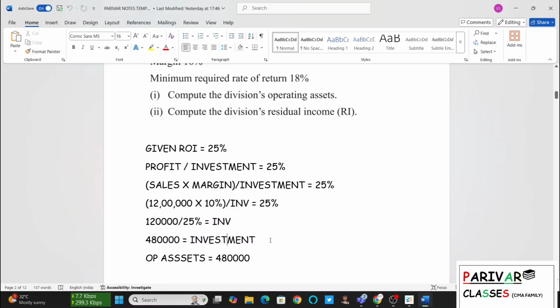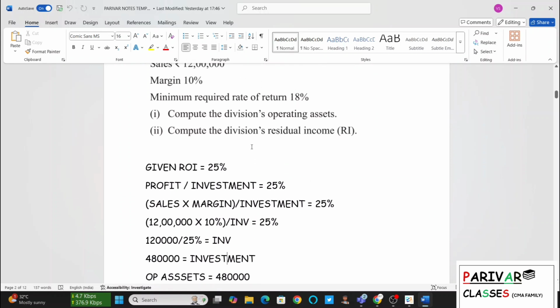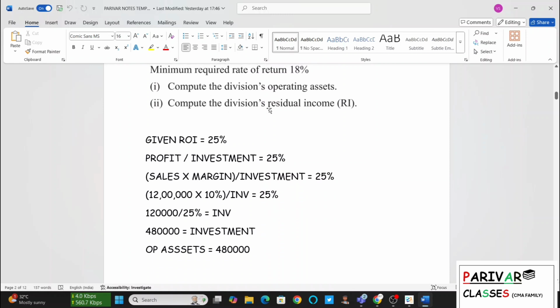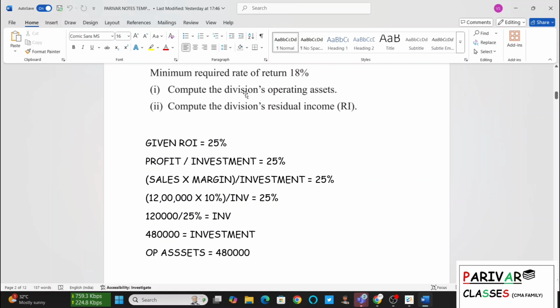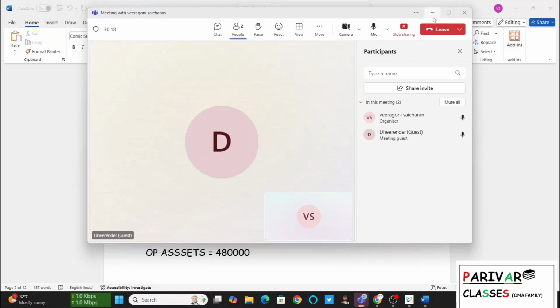Here investment is nothing but operating assets, 4 lakh 80,000. Right. What is he asking? First part, calculate the division's operating assets. We calculated. So compute the division's residual income. What is the residual income formula? Operating income minus operating assets into minimum required rate of return. So we need operating income. Operating income is nothing but profit. Yes or no?